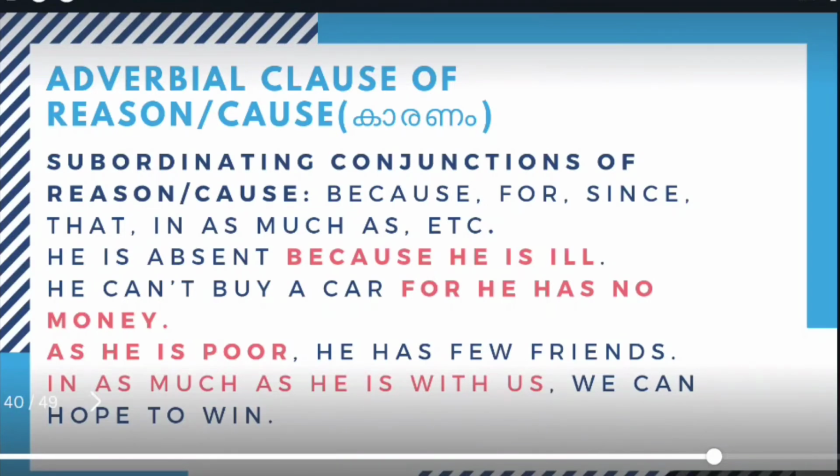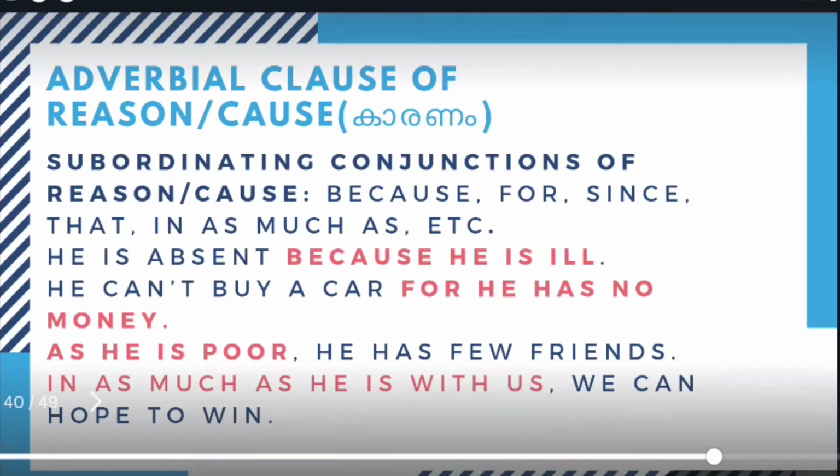Let's look at the other examples. He can't buy a car for he has no money. So the main action is he can't buy a car. Why can't he buy the car? For he has no money. So for he has no money is an adverbial clause of reason or cause, and it begins with the conjunction for. Next example, as he is poor, he has few friends.